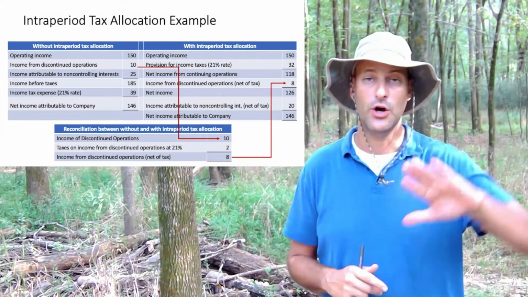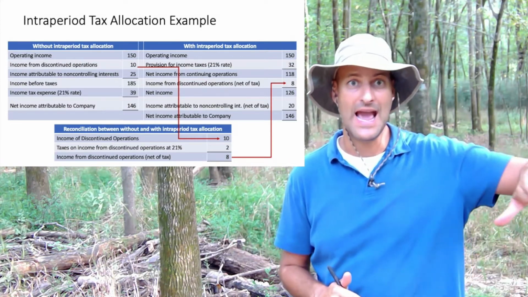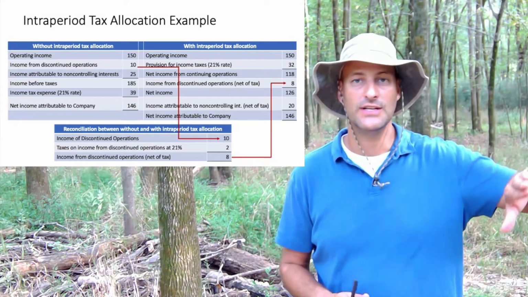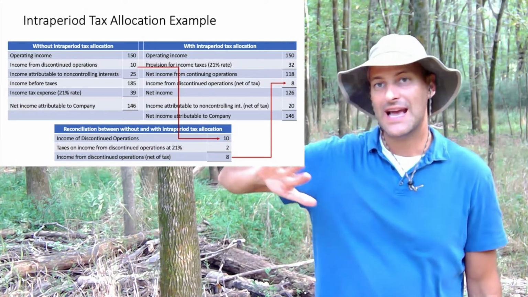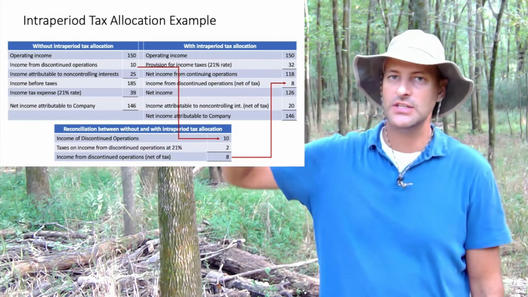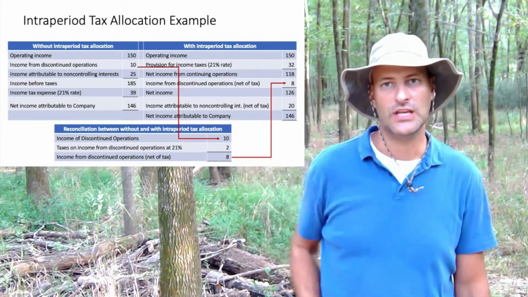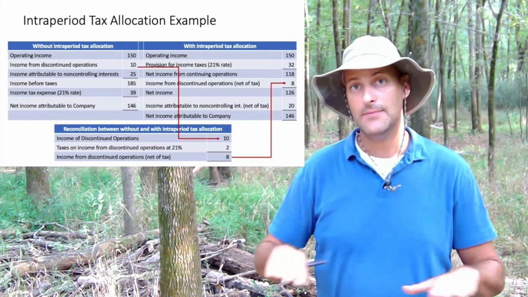One of them, we just put it all in one line item. That's not GAAP, and that's without our intra-period tax allocation. The other one, we break our total tax out between continuing operations, discontinued operations, and non-controlling interests. It's the same tax. It's just how it gets allocated on the income statement. The intra-period tax allocation makes it more interpretable and understandable to users of the financial statements.